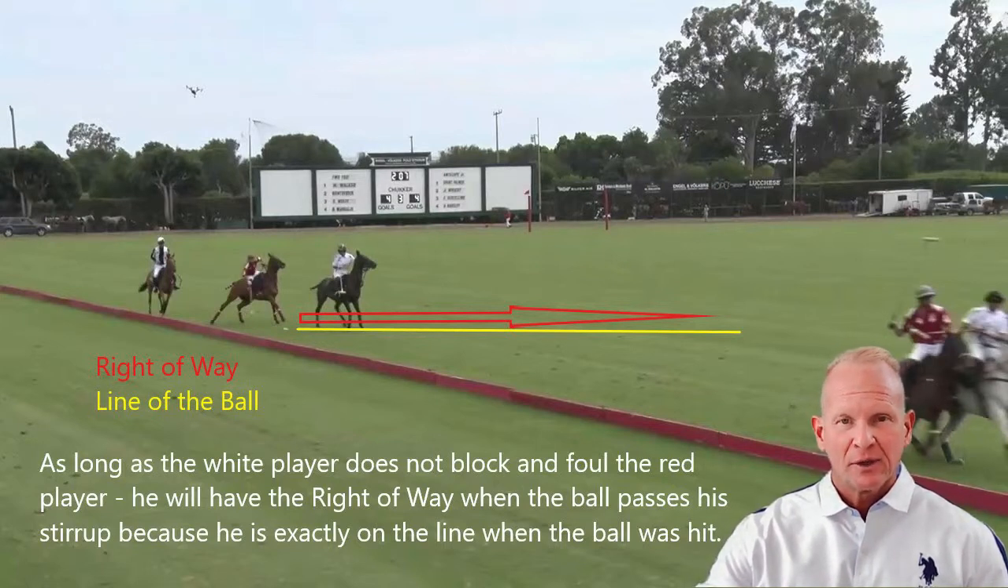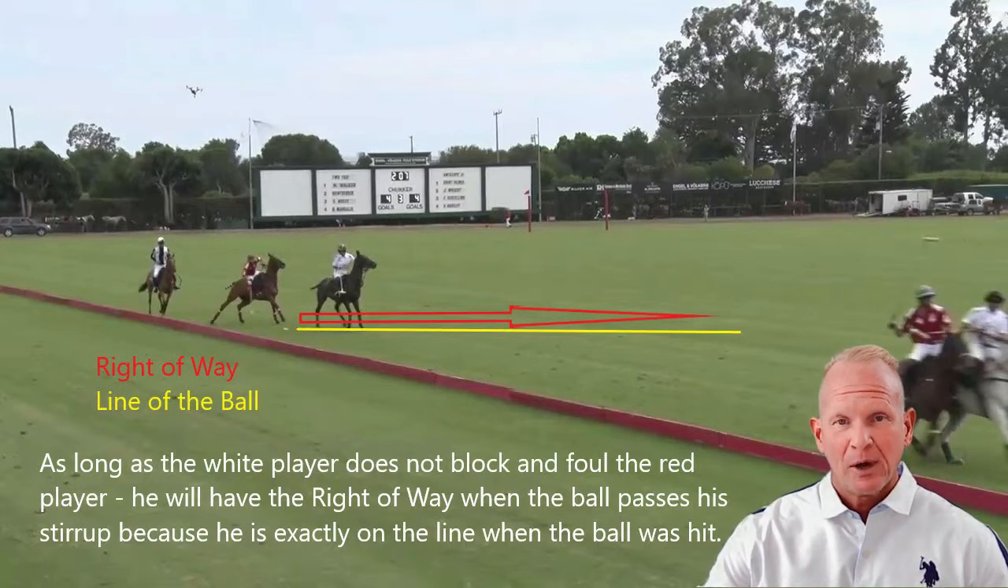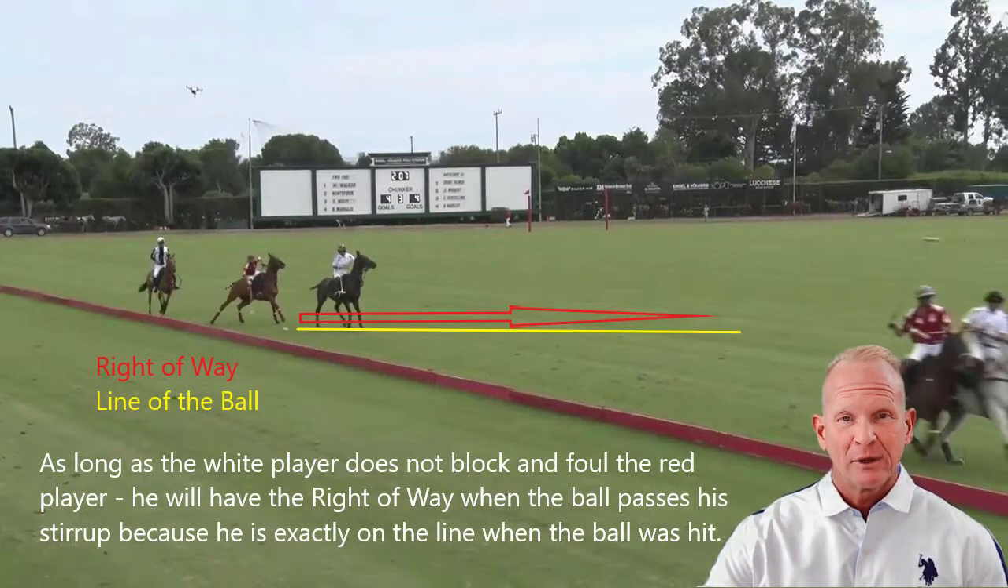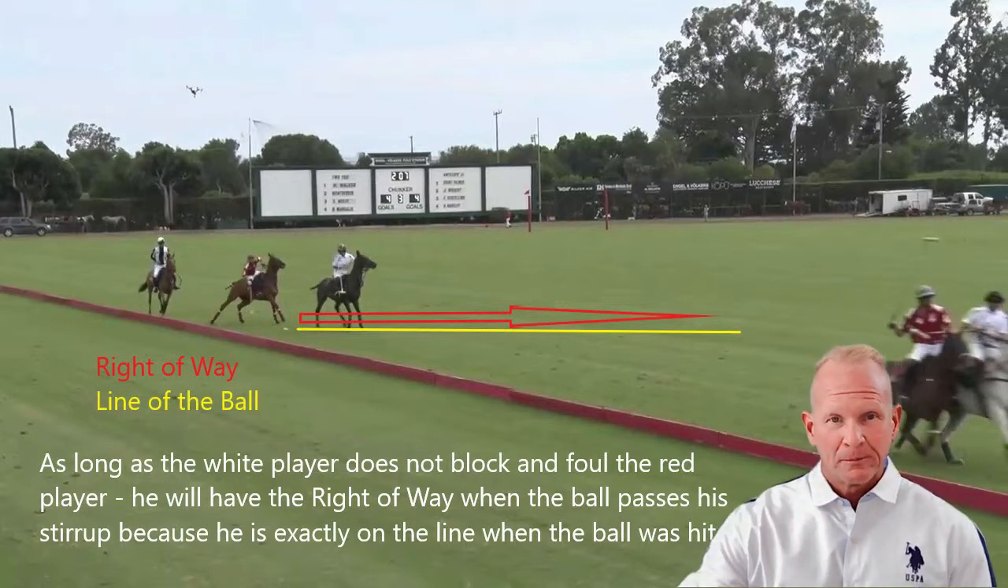If a player behind you from the opposing team has the ball, the line of the ball in the right of way, and he hits the ball forward, and you are exactly in front of that player without fouling that player, and that ball passes your stirrup, so now you are on the right of way and you are on the line without you having to have made any lateral movement whatsoever. Now it's your ball, and the player behind you must go to his or her near side. That is the actual rule.